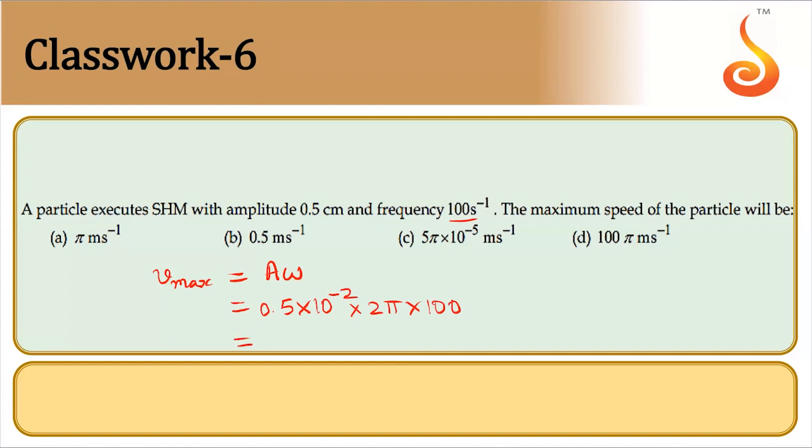So that will turn out to be 0.5 into 2 is 1, 10 power minus 2 gets cancelled. So it will be pi meter per second. That is option A.